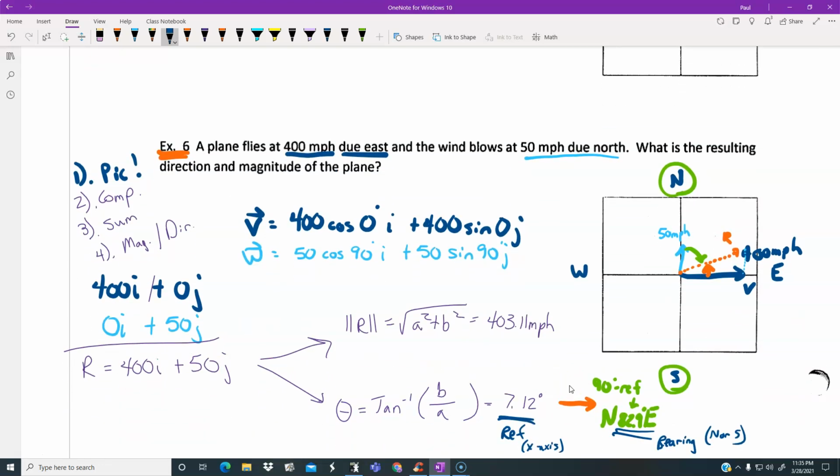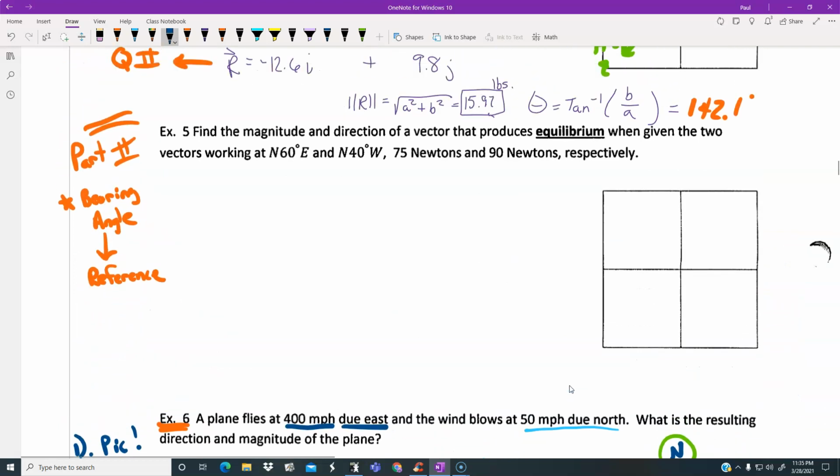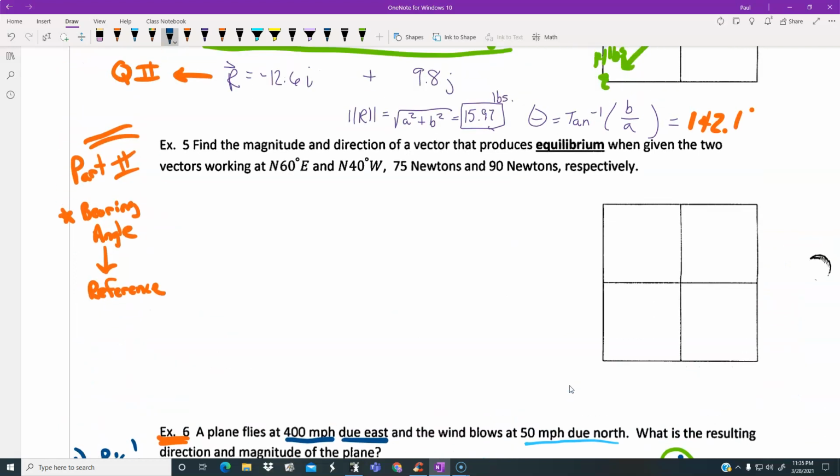That was a relatively easy vector problem. Now, the reason why I did that one is because in this one, the key is to find the magnitude and direction of the two vectors, but the vectors are written in bearings. And that's going to be the hardest part about these, is because you have to convert a bearing angle into a reference angle to make sure that you draw it correctly.